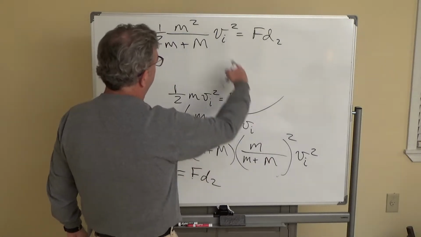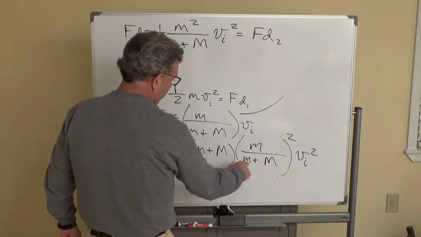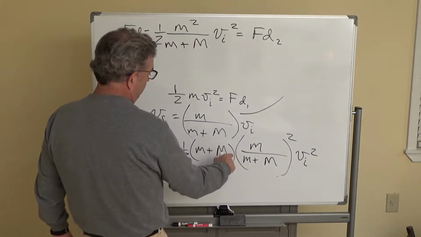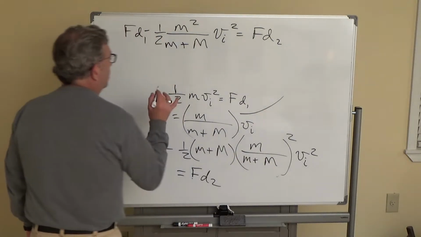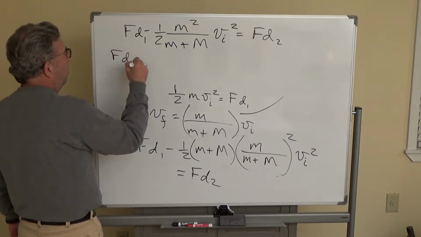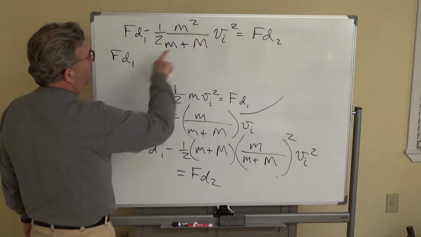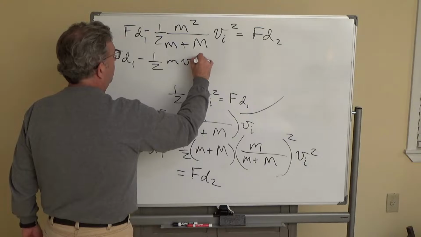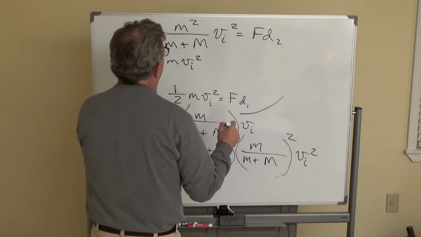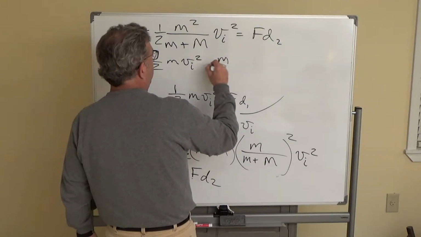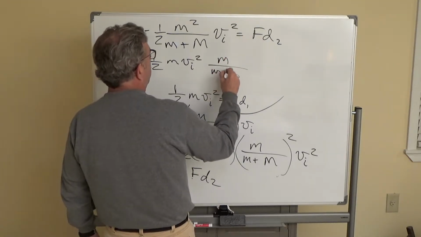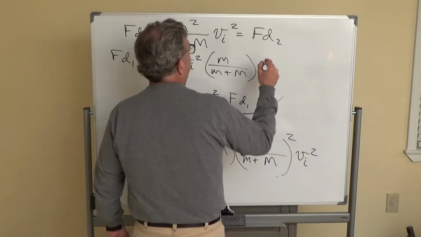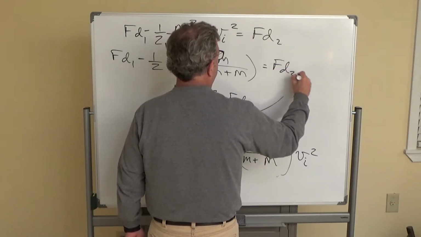Because you square this out and you get an M squared, and then you get cancellation for the little m plus big M in the denominator by this one. Okay? So look, I now have FD1. I can factor out a 1/2 M V initial squared, and I'm left with M over little m plus big M. Okay? And that equals FD2.